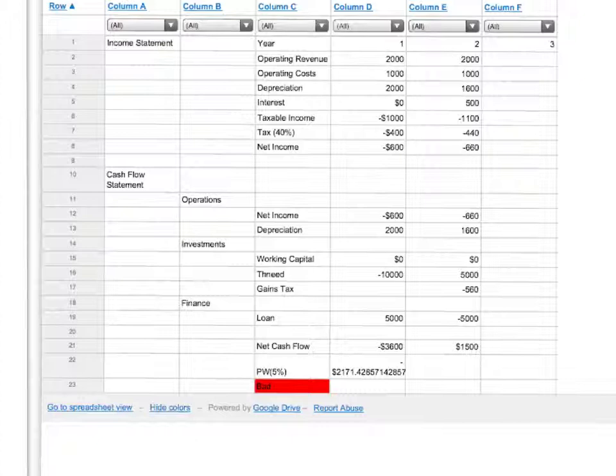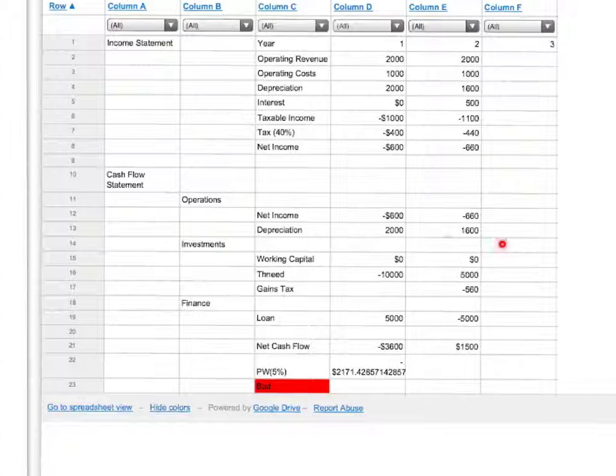Something similar happens over here in the second year. It's 2,000 less 1,000 less 1,600 less 500. Remember, the positive numbers mean that the value is larger in the usual direction. And so we end up with this negative taxable income of $1,100, 0.4 times that, and so we have a reduction in net income in the second year of $660. Both those two numbers bounce down into the cash flow statement.